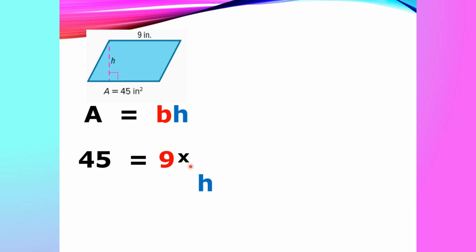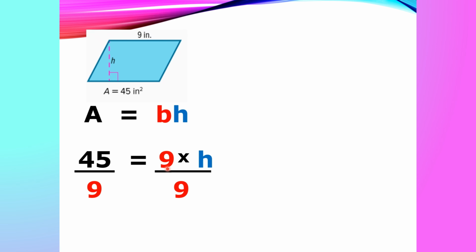Here we need to find the missing dimension. So we are given the area as 45 inches squared and we're given the base as 9 inches. We do not know the slant height. So again, we go for our formula, which is base times height. The area is 45, the base is 9, the height is unknown. So now, for the height to stand alone, we need to divide both sides by 9.